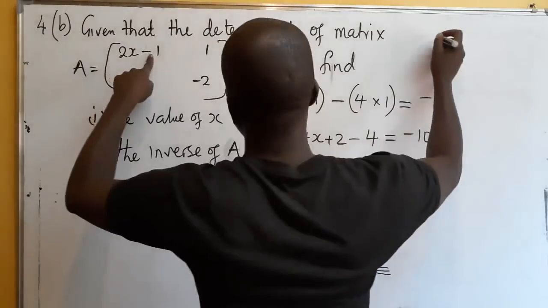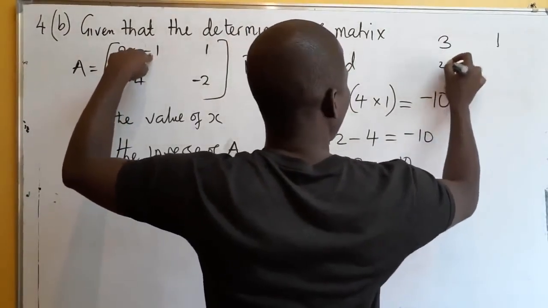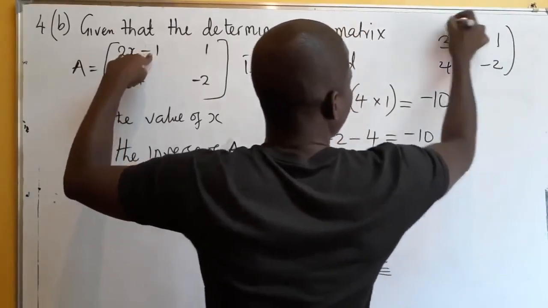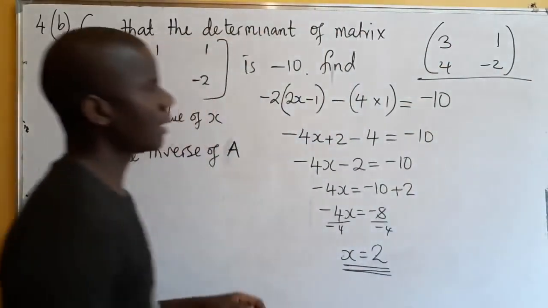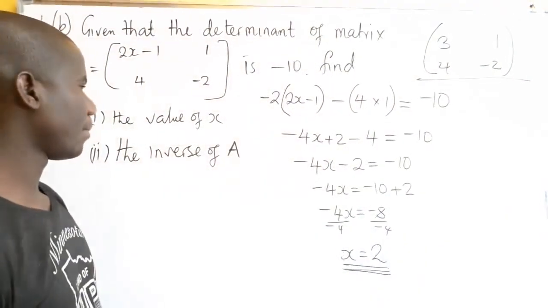So our matrix is what? 3, 1, 4, negative 2. This is our matrix here. Okay? The actual matrix. Is that clear?